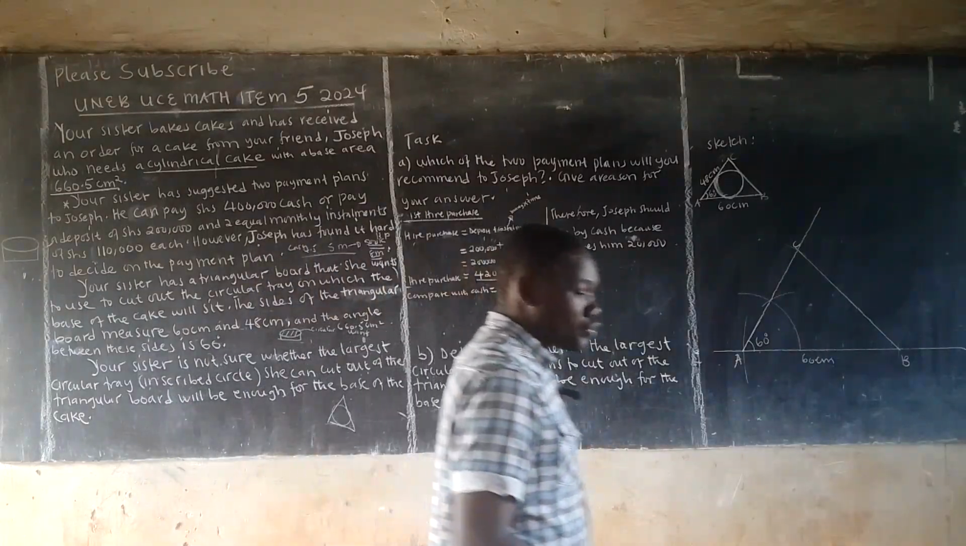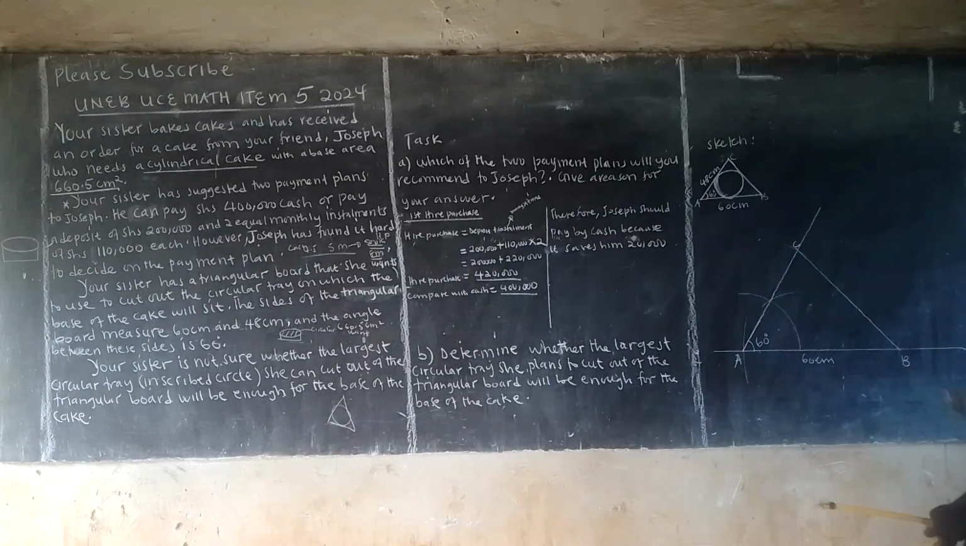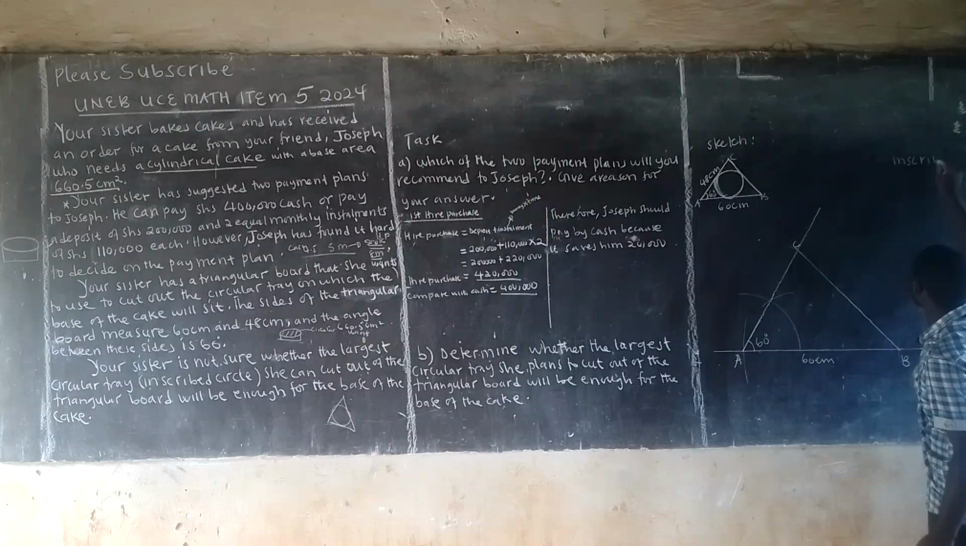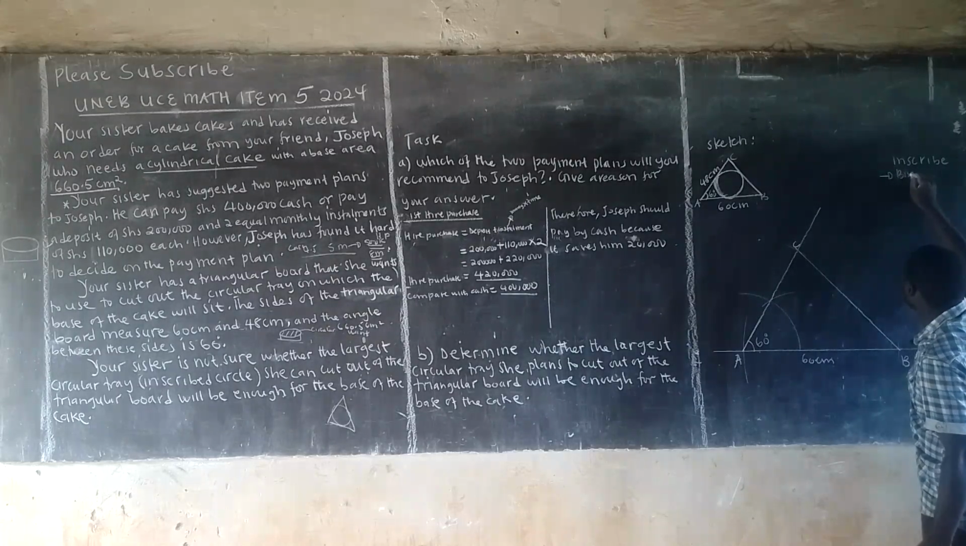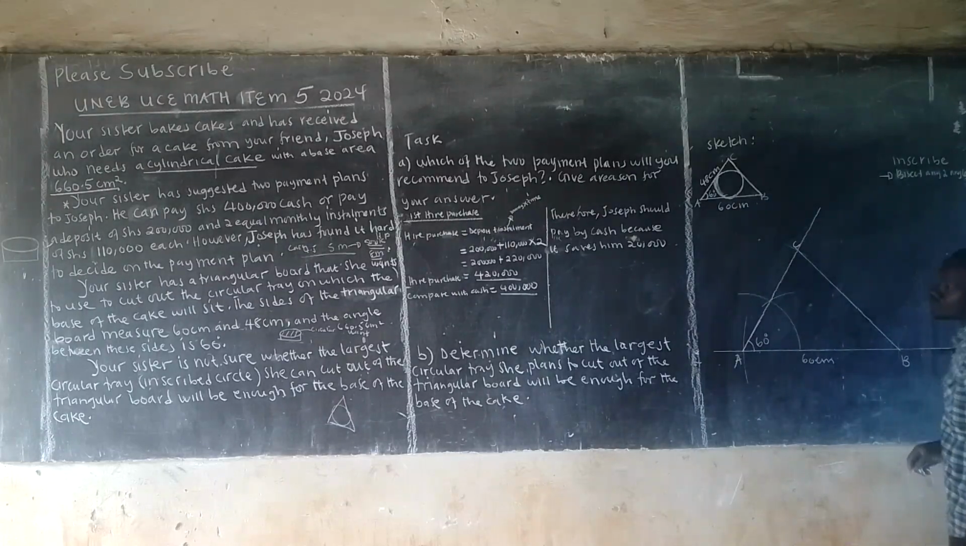The next, what are we going to do? They want us to now draw a circle inside. Now to draw a circle inside means that we are going to inscribe. And to inscribe, what must you do? We say divide, or we can say bisect. Bisect any two angles. To inscribe, bisect any two angles.